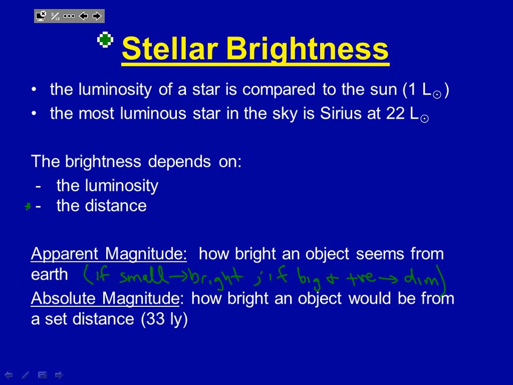Okay. If we want to compare one star to the next star, we look at this absolute magnitude, because it's kind of like we're looking at them at a set distance away so that we can see what they look like from the same distance.